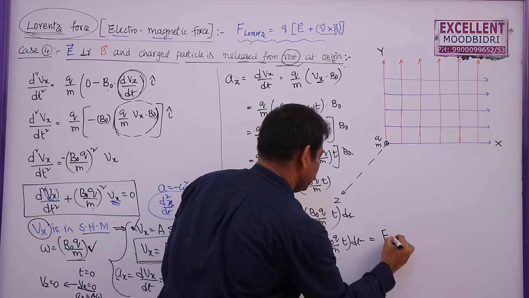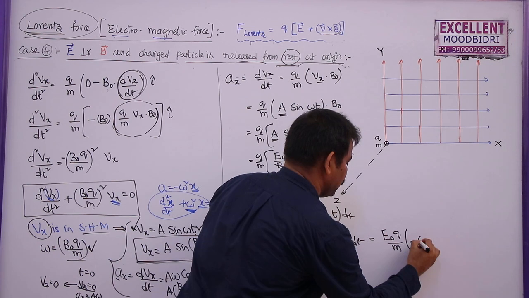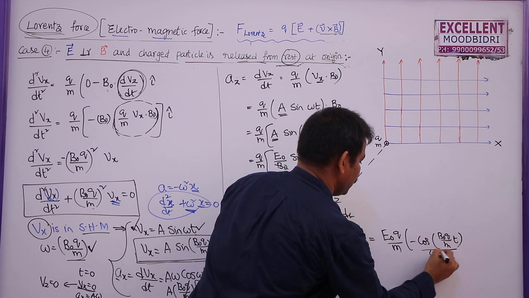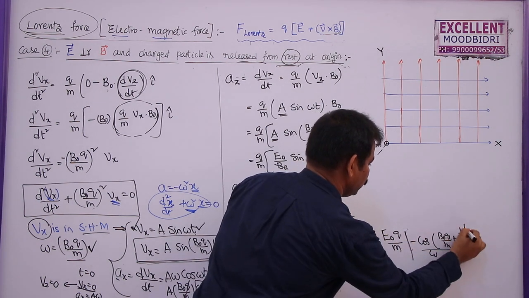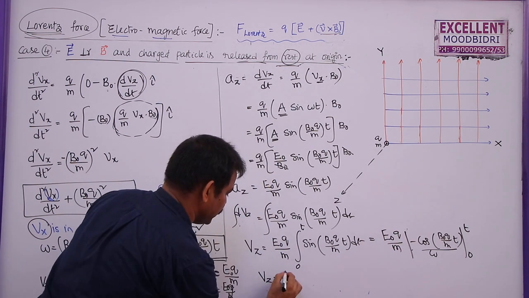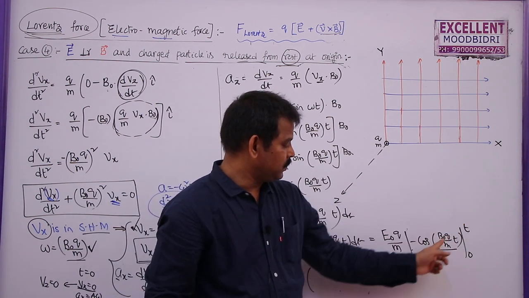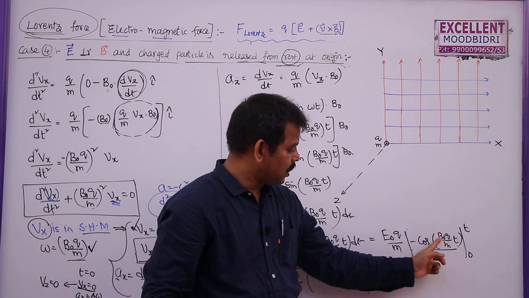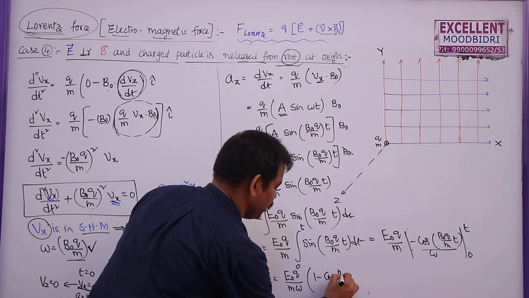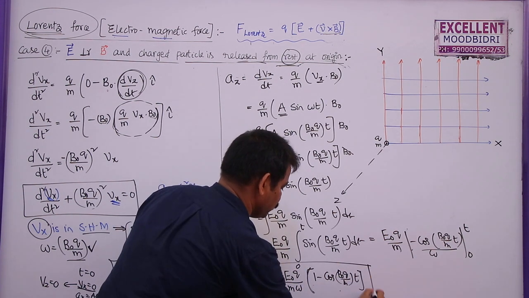This can be written as E naught q by m. The integral of sin theta will be minus cos theta. So minus of cos(B naught q by m t) by omega with limits 0 to t. So the velocity along the z-axis is given by, you can bring this one outside, E naught q by m omega. If you substitute t first, you will get t only, and minus of cos 0 will be 1. So this will become 1 minus cos omega t, or B naught q by m into t. So this is the equation along the z-axis.